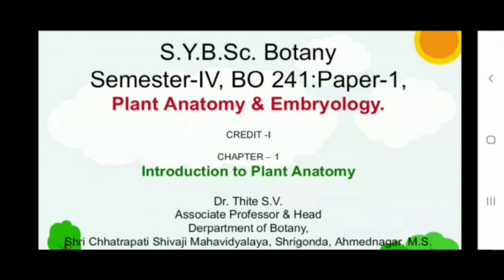Next, plants have a long evolutionary history called phylogeny of plants. To study evolution at the cellular and tissue level, knowledge of anatomy plays a major role. It helps to know how plants developed from a single cell to highly complex structures in the process of evolution.